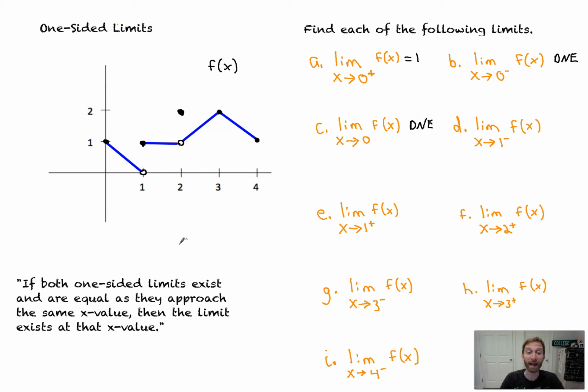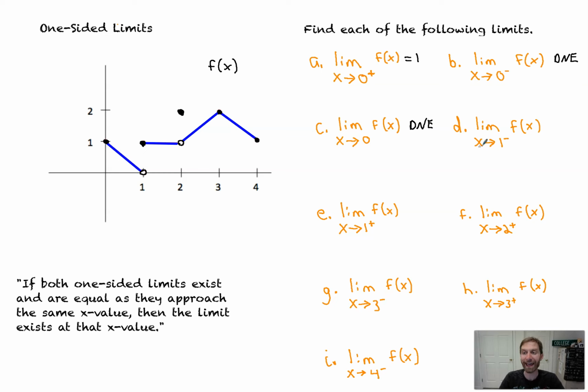That speaks to a big idea, which I put in here. If both one-sided limits exist and are equal as they approach that same x value, then the limit exists. So we have two one-sided limits as we approach 0. They're not equal. Therefore, the limit does not exist there. That's the two-sided limit, if you will.